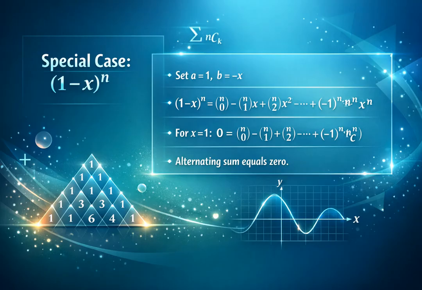Another special case, (1 minus x) to the n. Setting a equal to 1 and b equal to negative x, we get alternating signs. For x equals 1, the alternating sum equals 0, nC0 minus nC1 plus nC2 minus and so on equals 0. This identity is useful in many mathematical proofs.